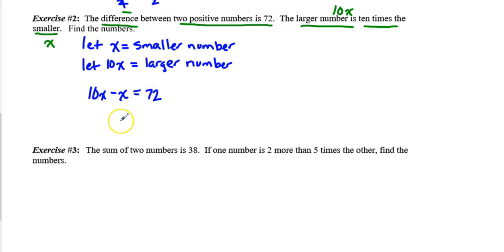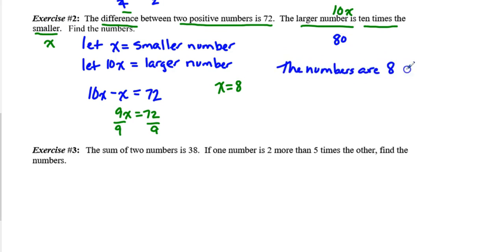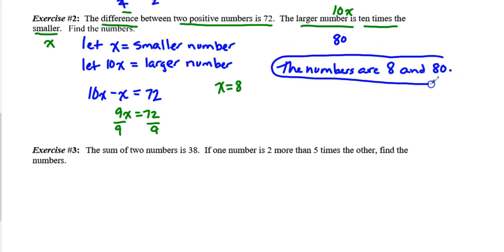Okay, so hopefully you paused, worked this out. Combine like terms, you have 9x. Divide both sides by 9. X equals 8. Then we have to write an answer in the form of a sentence. So the larger number is 10 times the smaller number. So that would be 80, right? And the smaller number we found was 8. So we'll say the numbers are 8 and 80.